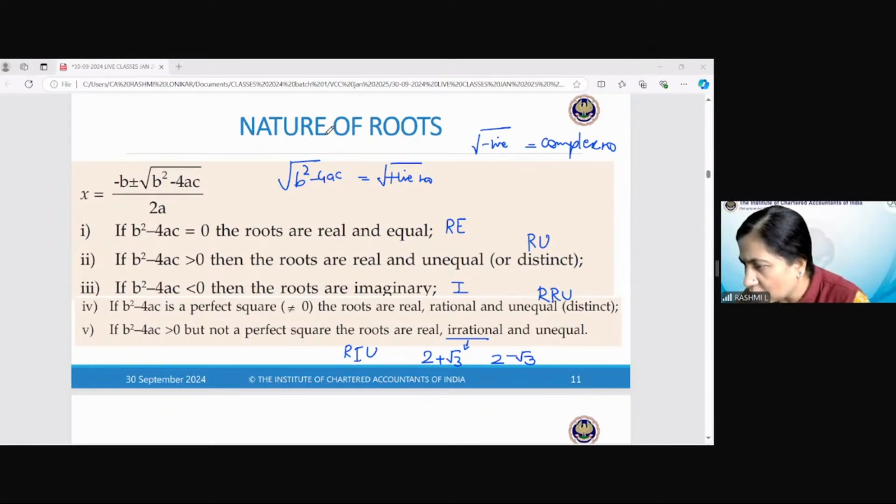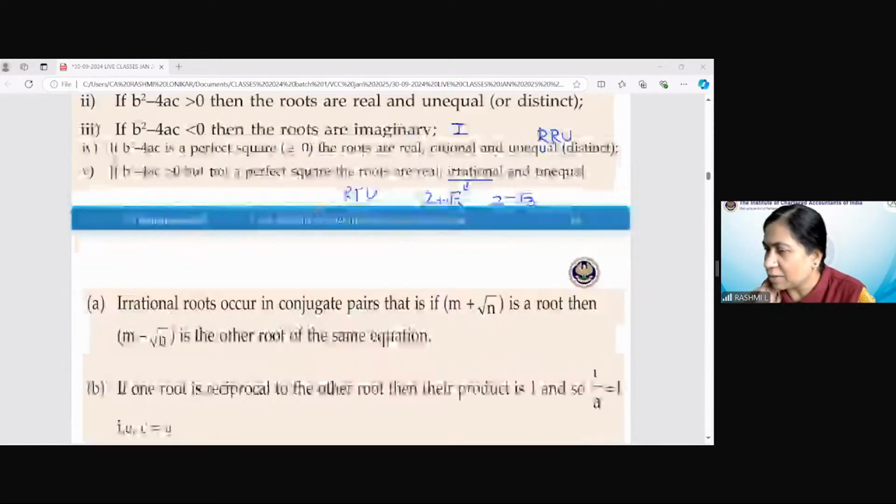Manisha, just listen. Abhishek, it is the second chapter that is continuing.